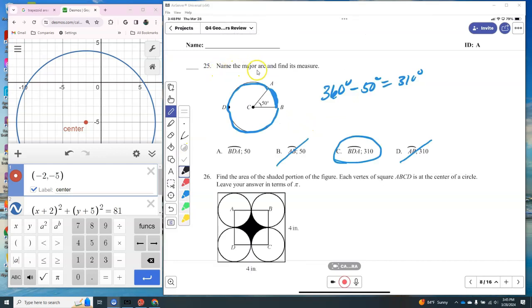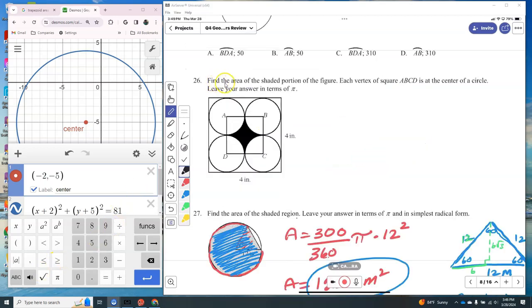Number 25, name the major arc and find its measure. Well, the major arc is not AB. It isn't 50. Actually, the major arc is ADB or BDA. And since the central angle is 50, you have to subtract 50 from 360, you get 310, and that's going to be the answer.